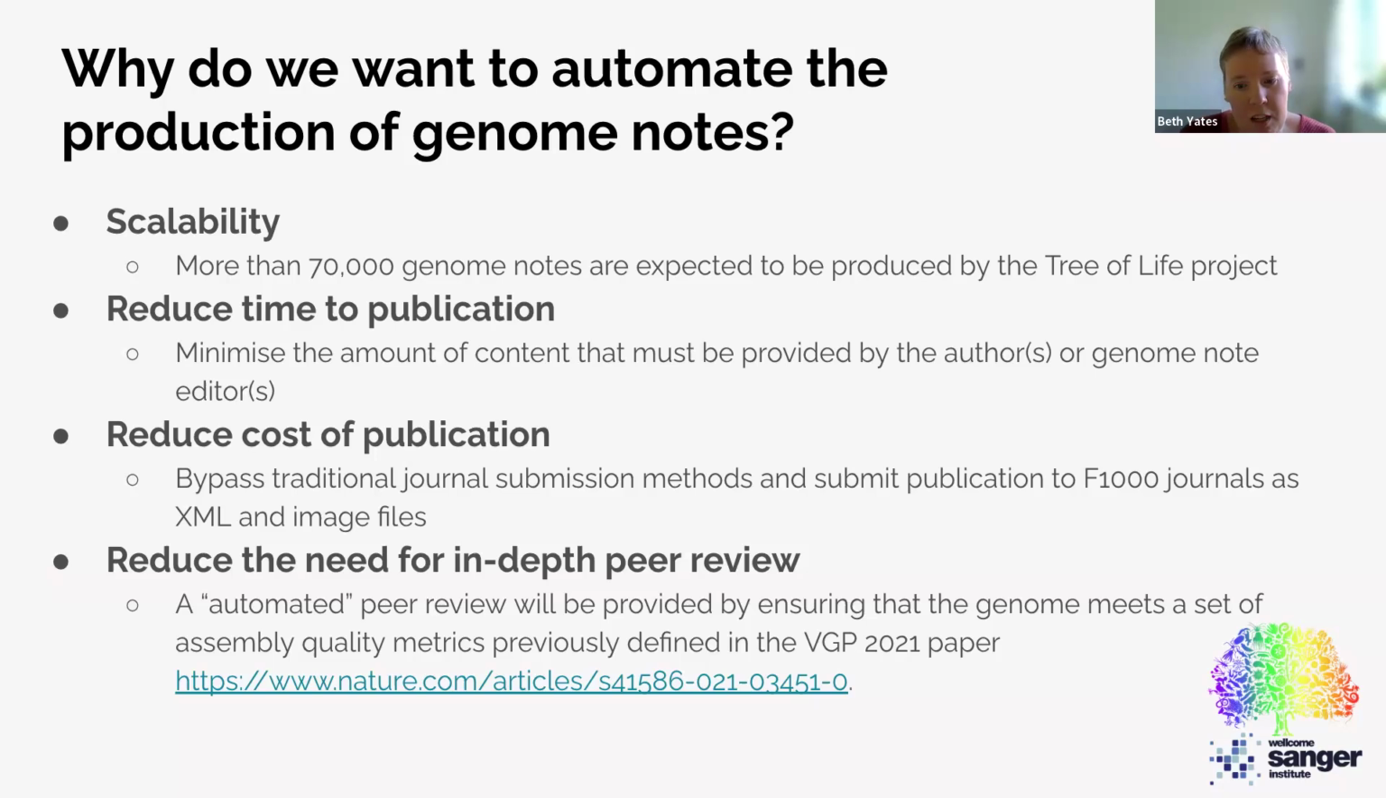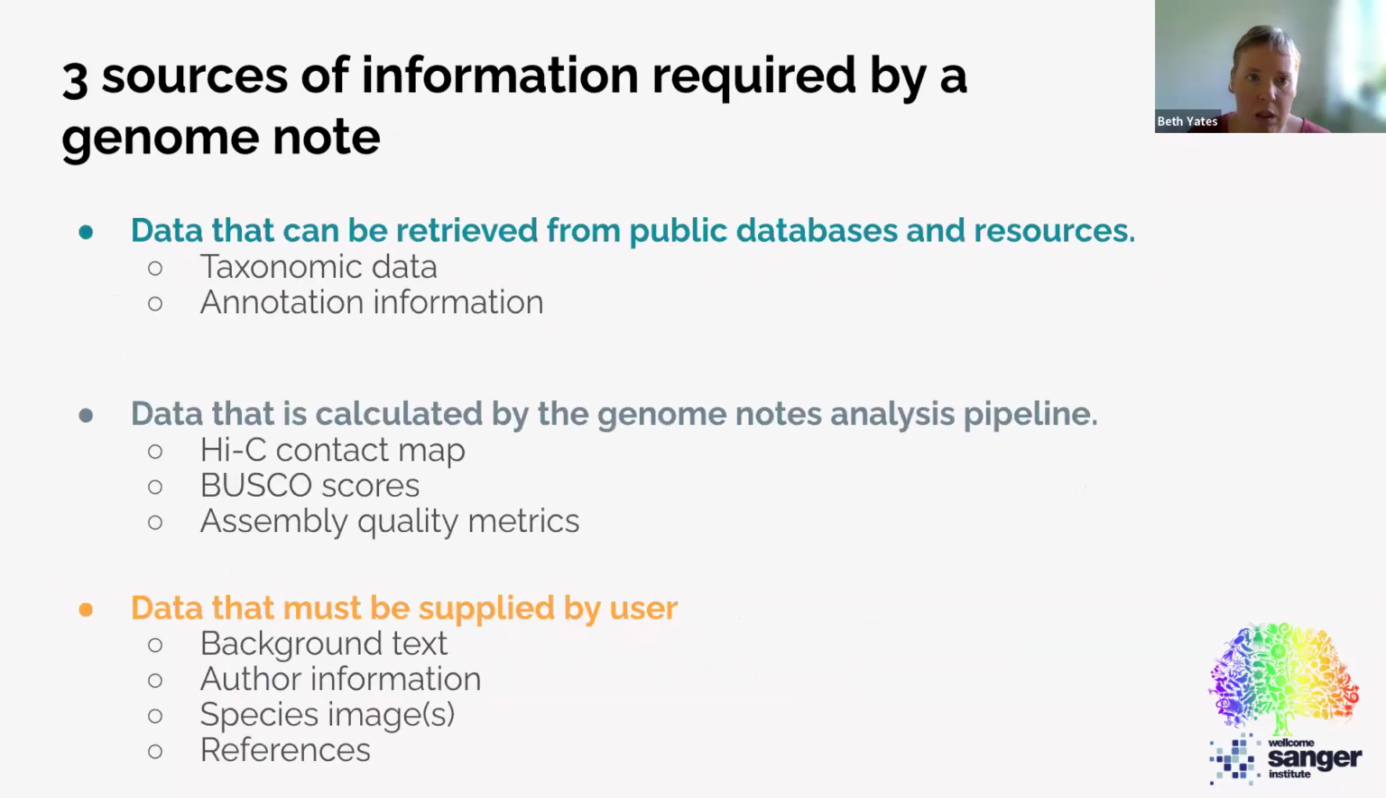We also want to reduce the need for in-depth peer review. So as part of the genome note, we calculate a set of assembly quality metrics based on some metrics that were defined in the Vertebrate Genome Project 2021 paper. And we believe that these metrics can act as an automated peer review. So if the assembly meets all of the standards that have been set out, we can reduce the number of manual reviews that are needed for each genome note. If you want to read more about that, there's a link to the VGP paper here. I can share these slides after this, I'll add them to the Gitpod after the session.